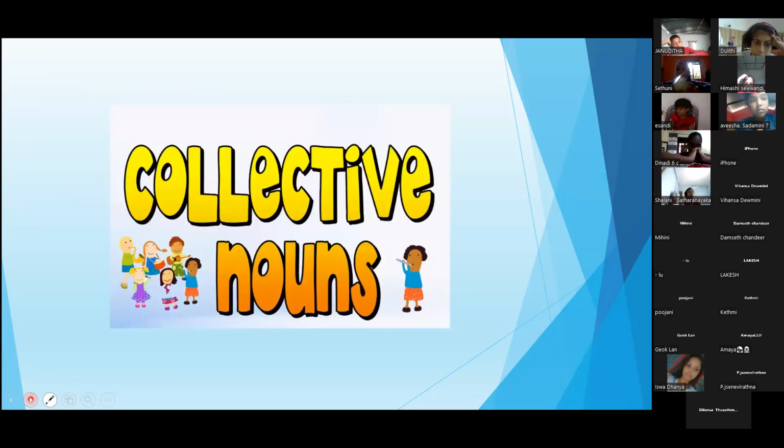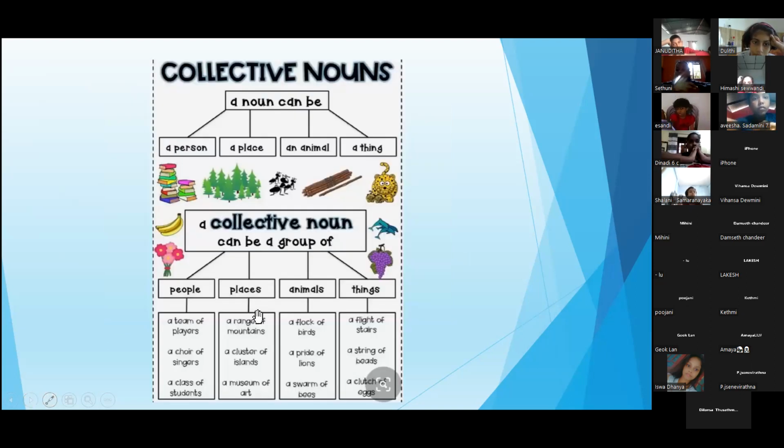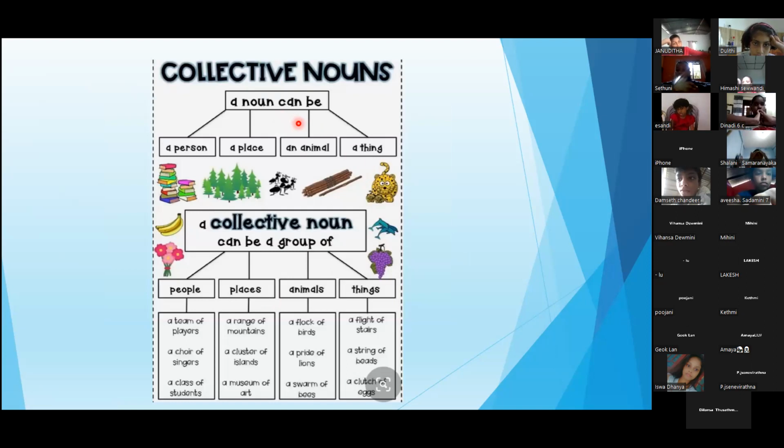What are collective nouns? Let's look at it today. Collective noun, we have already learned all about nouns. Nouns are a place, a person, an animal, or thing. It's a name, right? It's a name given to a person, a place, an animal, or thing.